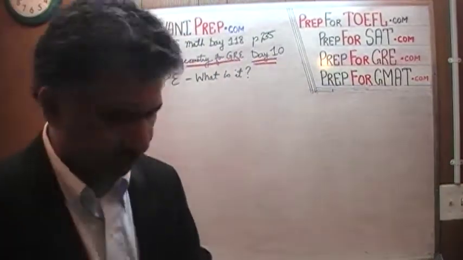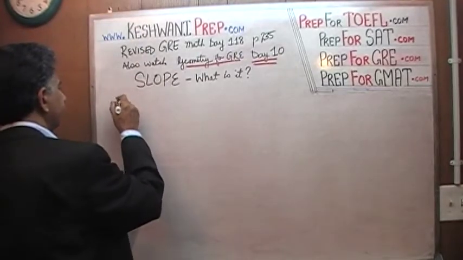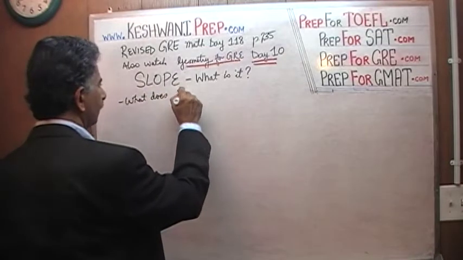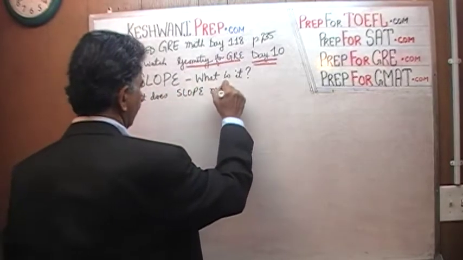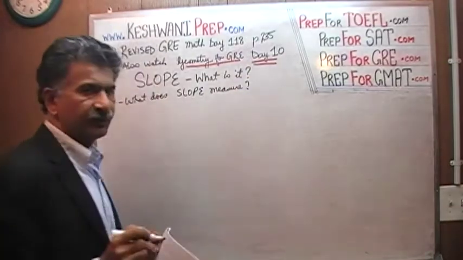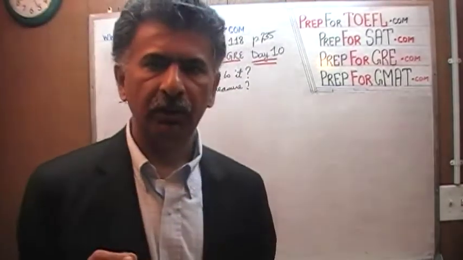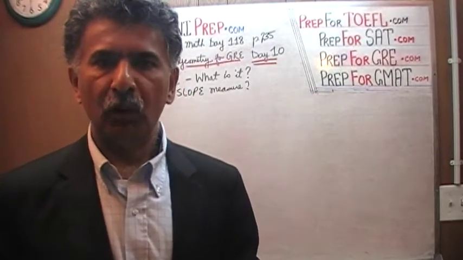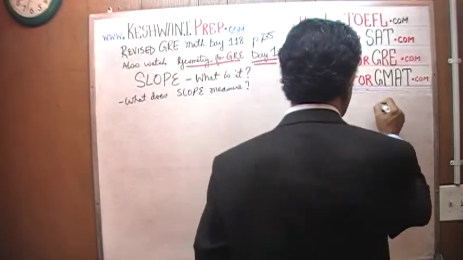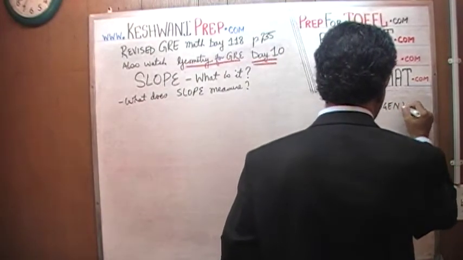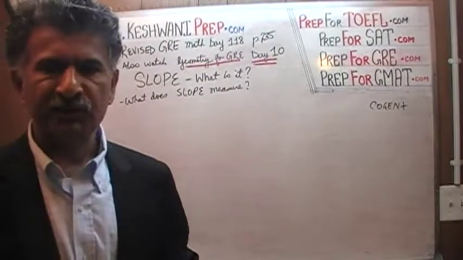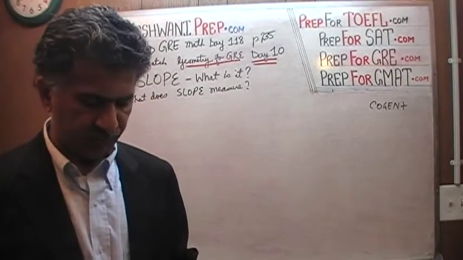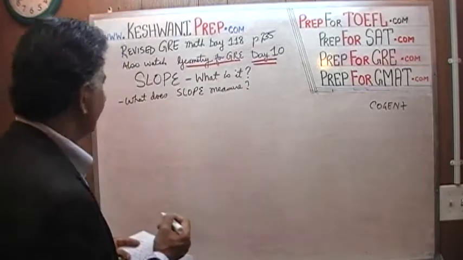So what does slope measure? It's a very simple, very straightforward question, to which you should be able to give a very simple, very straightforward, cogent answer, a convincing, persuasive answer, instead of simply saying it's rise over run. What does rise over run even mean? It doesn't mean anything on its own. What does slope measure?